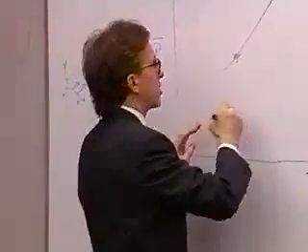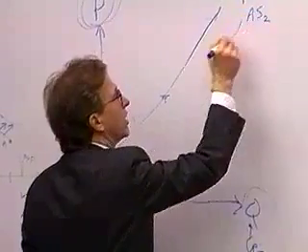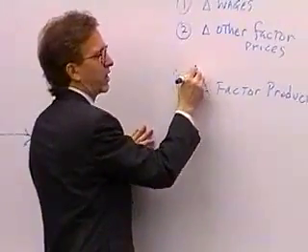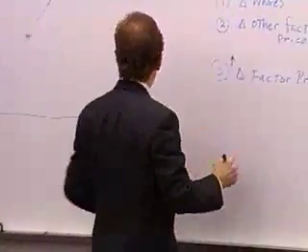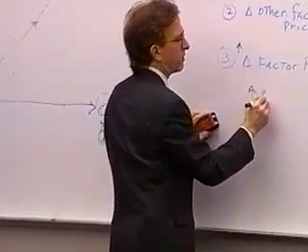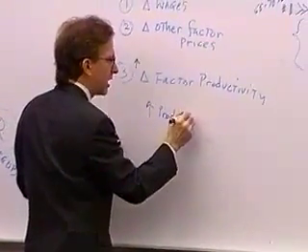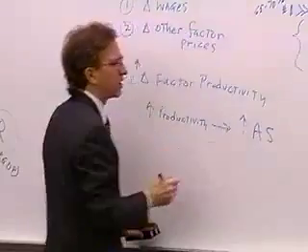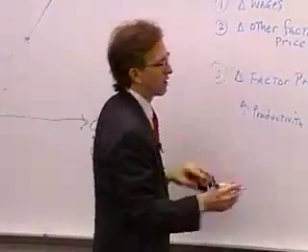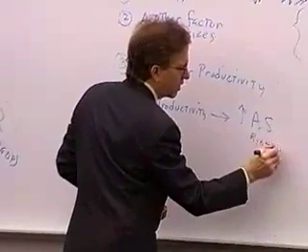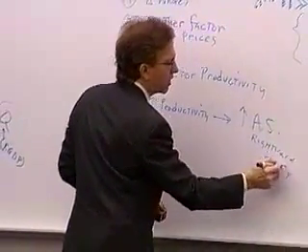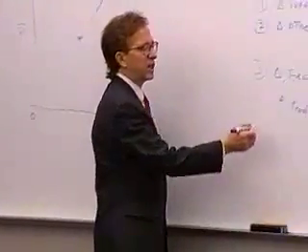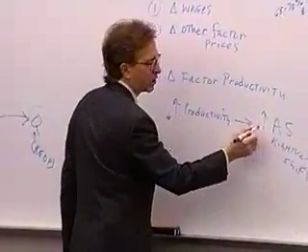Well, so does our aggregate supply curve, AS2. We have a greater aggregate supply if we have an increase in factor productivity. An increase in productivity results in an increase in aggregate supply, a rightward shift. If there was a decrease in productivity, we would have a leftward shift and a decrease in aggregate supply.